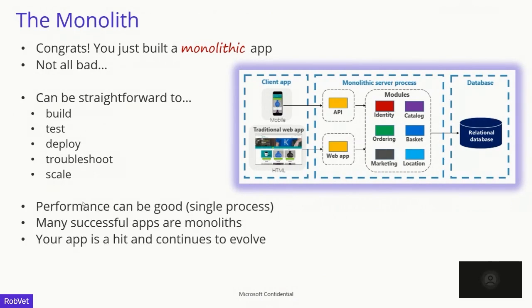Performance can be good because everything's running in a single process. We're not doing out-of-process calls on these things. So you build this, you deploy it, you're running it. It's a big success, right? And then what are you doing? You are basically building it out step by step. You're having 3-week iterations, building more and more stuff. It's a big hit. It continues to evolve.